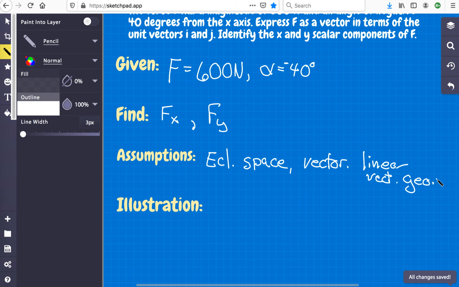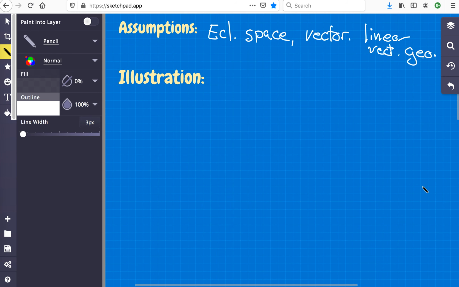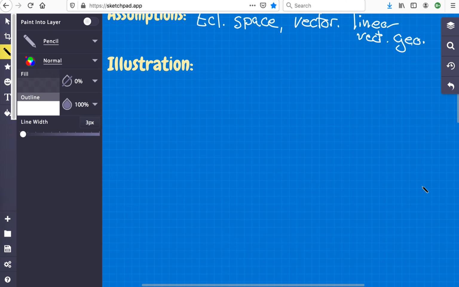So now comes the illustration. The illustration is basically a drawing that represents the problem. This is highly important that you get this right, because if you get this incorrect, your solution will be incorrect as well. So let's draw this and see what we come up with.